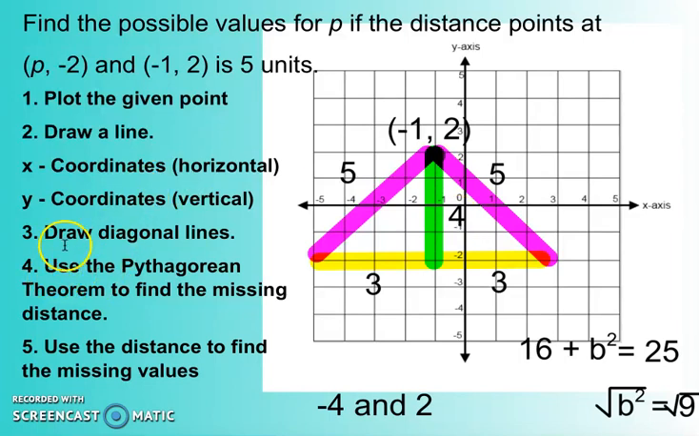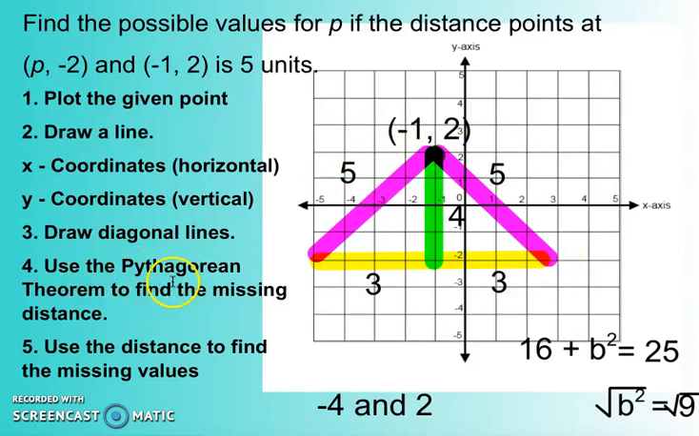Next step, I drew diagonal lines. And remember, you're just taking a guess about where it's going to land, because right now you don't know what your x coordinates are. And so I drew a diagonal line and I put a 5, and I made it a little bit longer because it should be longer than 4. So I made them equal, and then I put 5 on them.